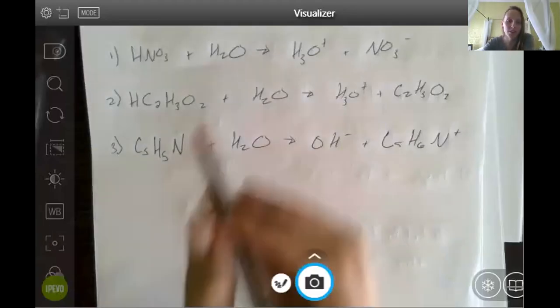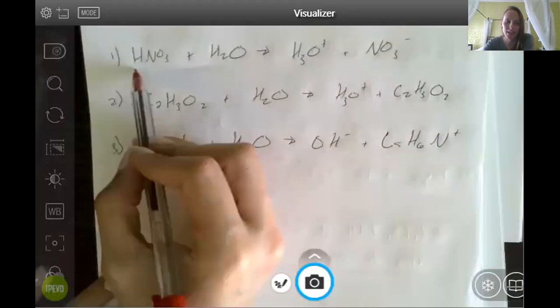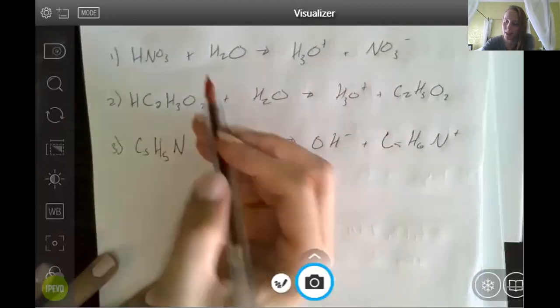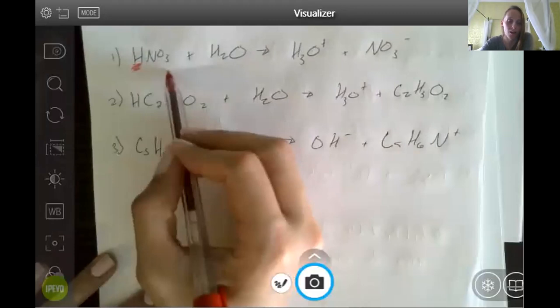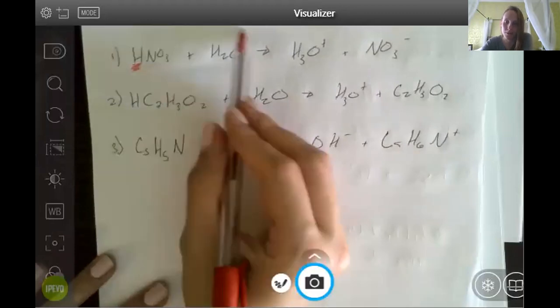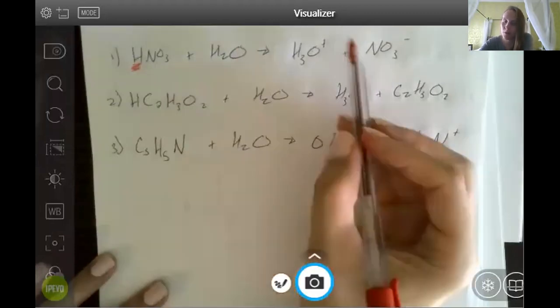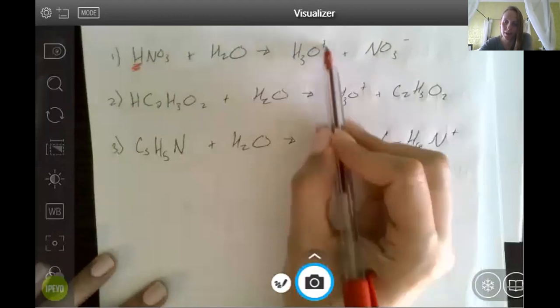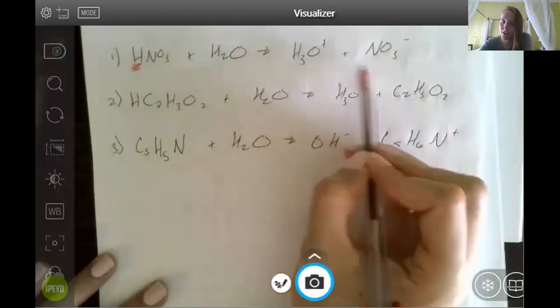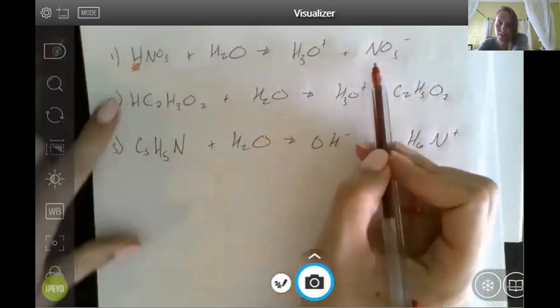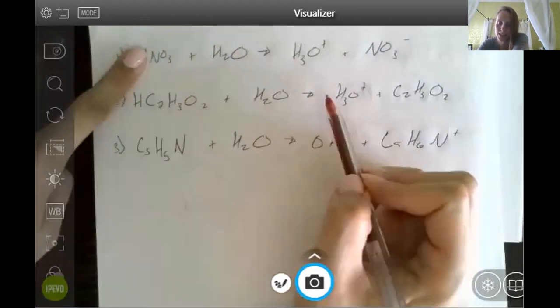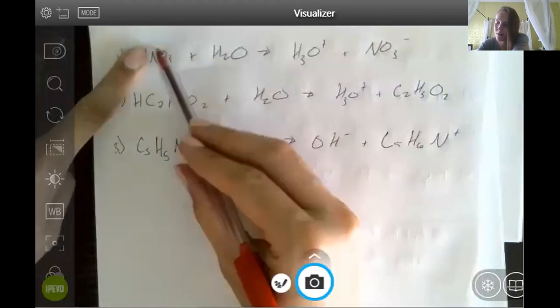So first we have nitric acid, which is HNO3. We know it's an acid, not only because we were told, but also because it has an H at the front. Acids are always going to ionize, so we react it with water. Acids always make hydronium ions, so H3O plus. And then to figure out what the other ion is, we just take away the H at the beginning. And so in this case, what's left is NO3.